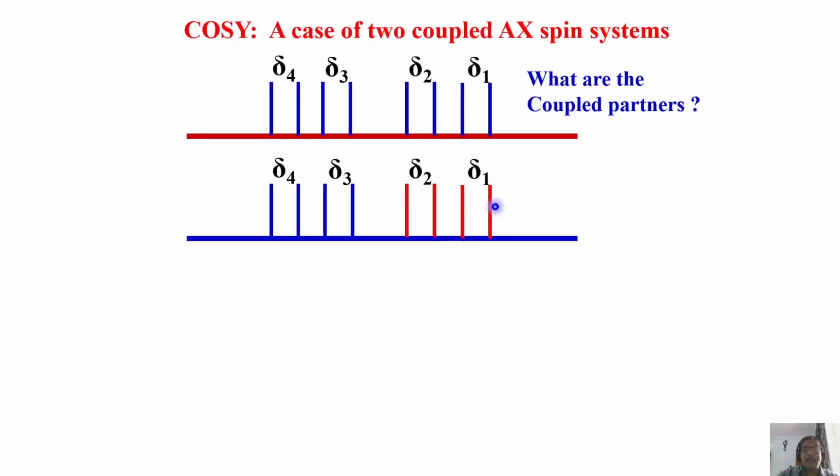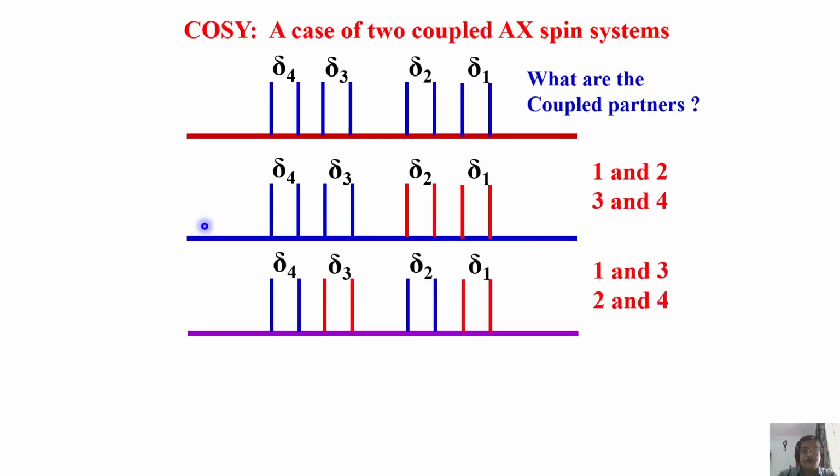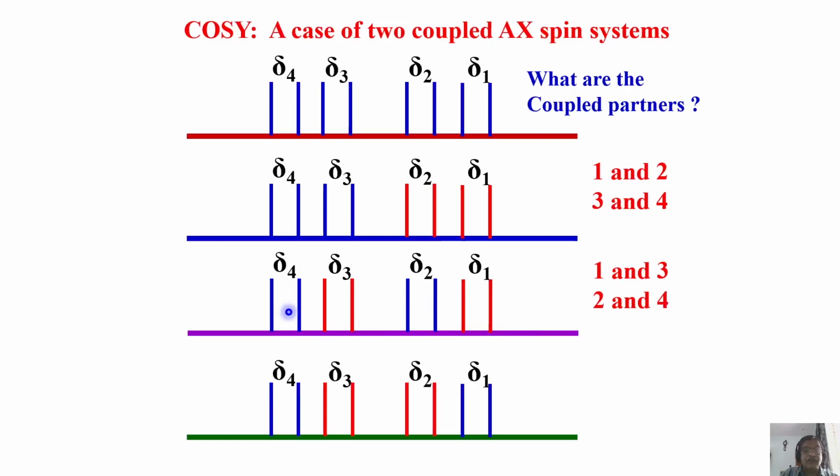Let us say 2 reds are coupled partners and 2 blues are coupled partners. Then I know these are all chemical shifts of A and X, A and X. Fine. What if the coupled partners are 1, 2, and 3, 4? What about 1, 3, and 2, 4? You do not know. These 2 could be coupled partners, 1, 3, and 2, 4. Also, these 2 could be coupled partners, 1, 4, and 2, 3. So various possibilities are there.